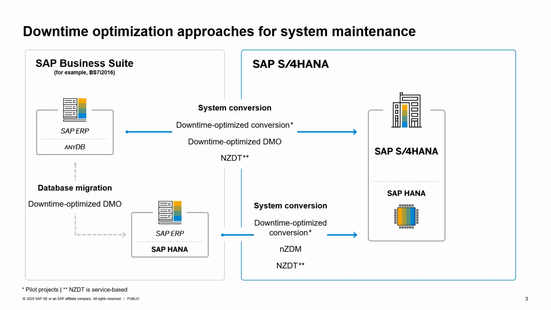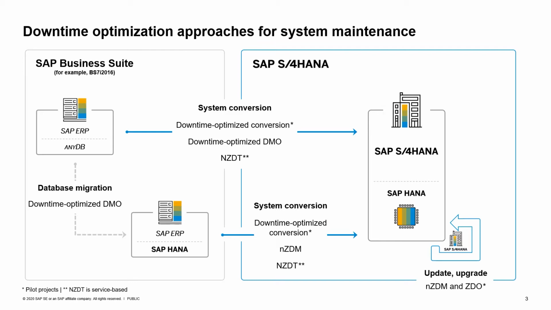There's also various other ways to optimize the downtimes dependent on whether you're starting with an NEDB or whether you're starting with SAP HANA already. So for instance, if you have reached HANA already, you can use the NZDM option. In both options, there's also another approach that is a service-based approach that is called NZDT. Near zero downtime technology can only be used along with a service booked via SAP. However, today's focus will be not on a system conversion, but we are focusing on updating and upgrading SAP S/4HANA.